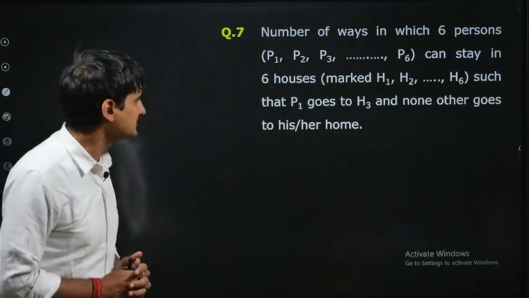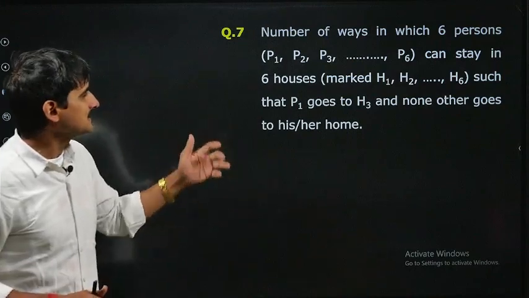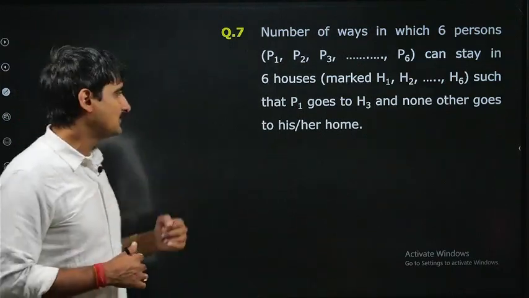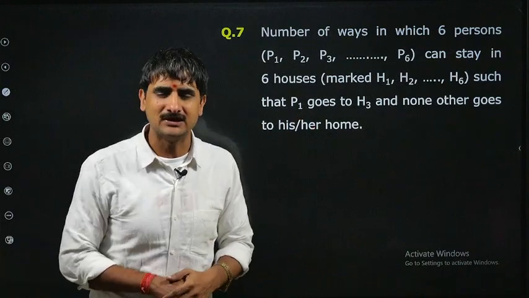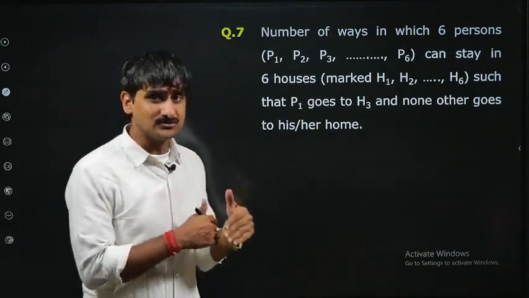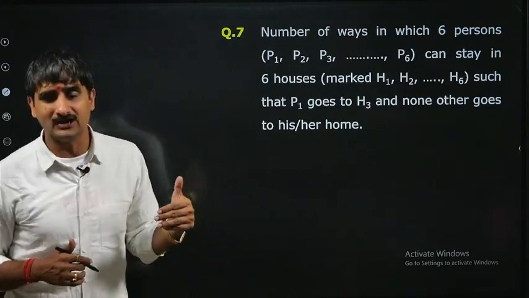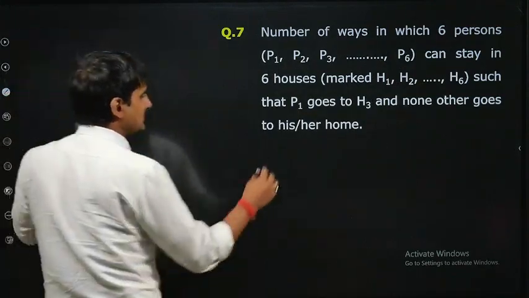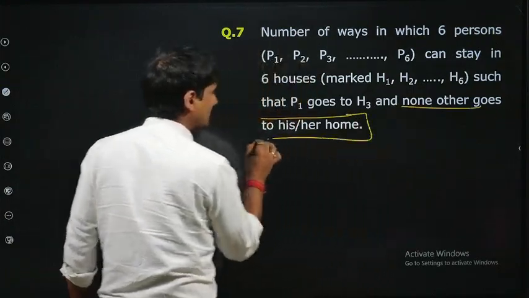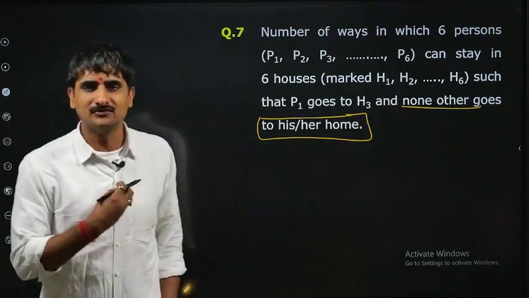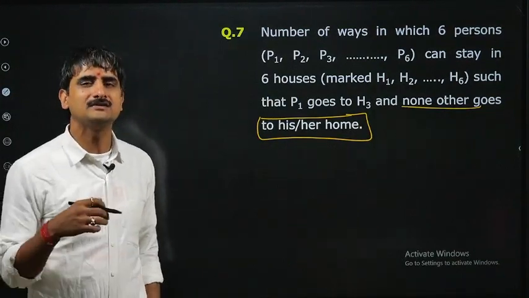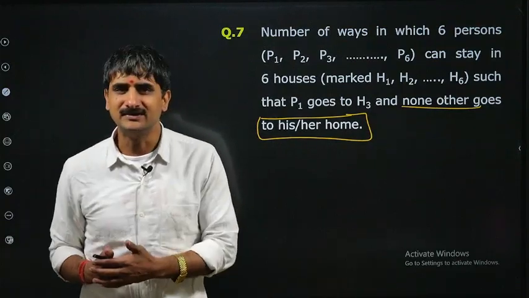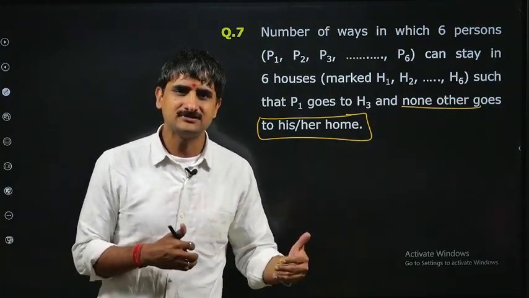What the question statement says is: the number of ways in which 6 persons, P1, P2, P3, P4, P5, P6, we name the persons, can stay in 6 houses. The houses are numbered H1 till H6, such that P1 goes to H3, that means the first person goes to house number 3, and none other goes to his or her home. Now when it's written that none other goes to his or her home, what does that mean? Going through the statement of the question, we can conclude that P1 has his home as H1, P2 as H2, P3 as H3, and so on.